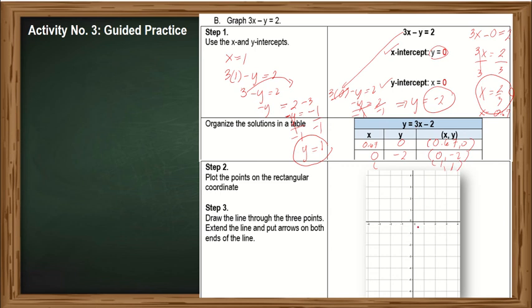Okay, let's plot these points. 1, 1. You have 0, negative 2. And the x-intercept is found somewhere here. Notice that they are still aligned. Point 67 is greater than 0.5, so we place it here. So this is now the graph of 3x minus y equals 2. Again, you can add as many points as you want. Okay, so that's how we do it.